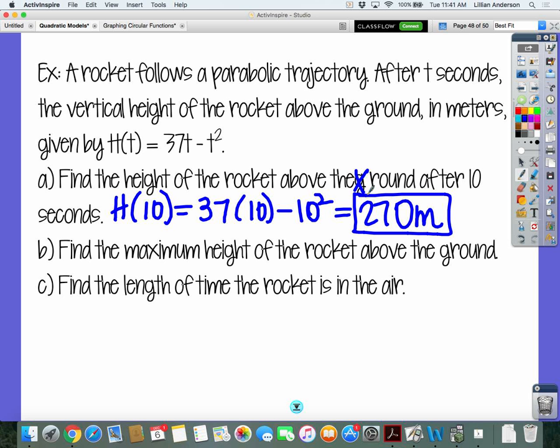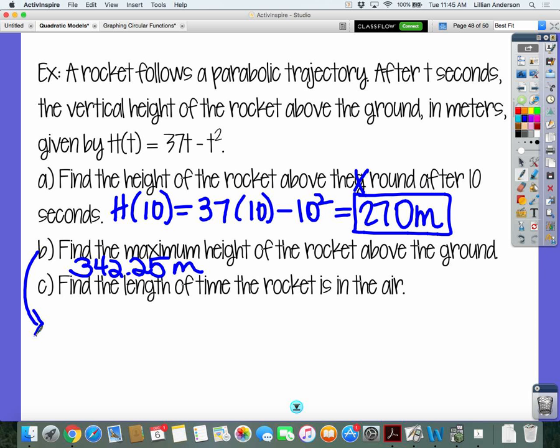Find the maximum height above the ground. What is that? How high the rocket goes, so that is the vertex. More specifically, it is the y coordinate of the vertex. So can you guys find the y coordinate of the vertex? Alright. What did you guys get the maximum height to be above the ground? 342.25 meters. Did I hear that right?